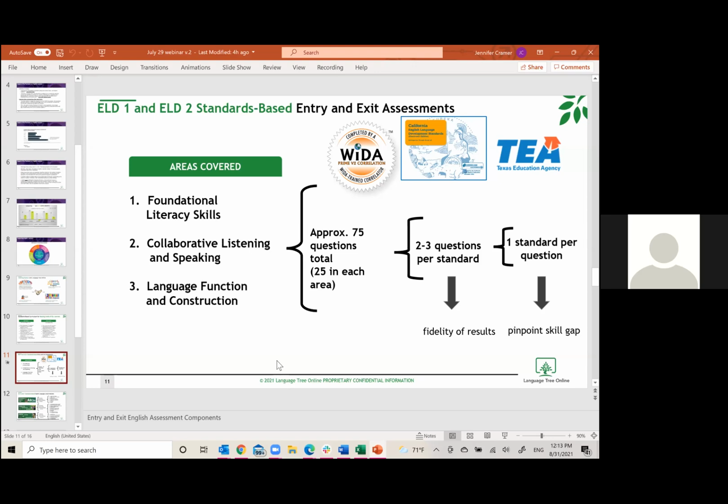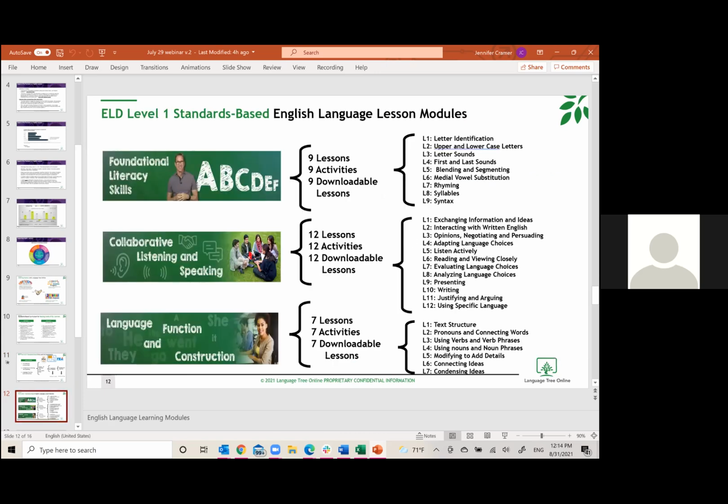So the nice thing is, they can start with foundational literacy skills and then just pick up next time where they left off. And this can be done over a series of days. So those standards-based entry assessments correspond to the standards-based lesson modules. This particular slide is really talking about our ELD level 1.